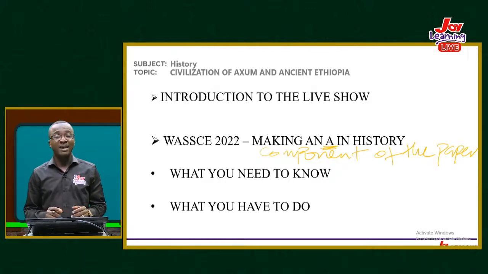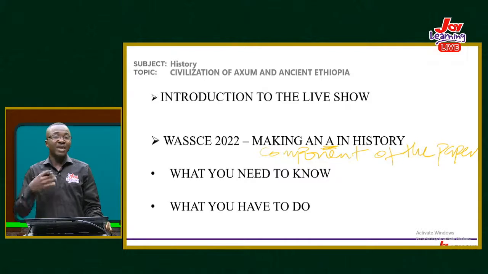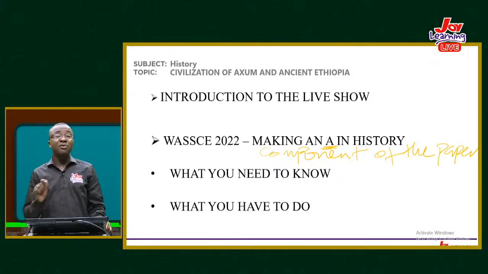What it means is that when you have satisfied selecting at least a question from each, you are now at liberty to select the fourth question from any of the sections that you want. So it's possible, or you can select two questions from section A if you realize that there are two questions in section A that you can answer so well.